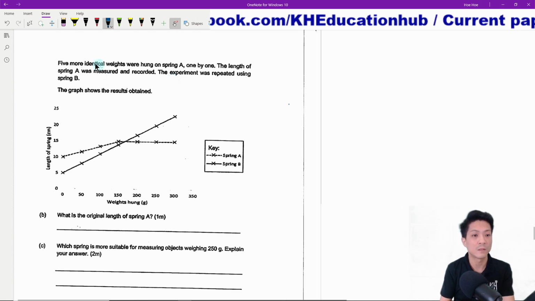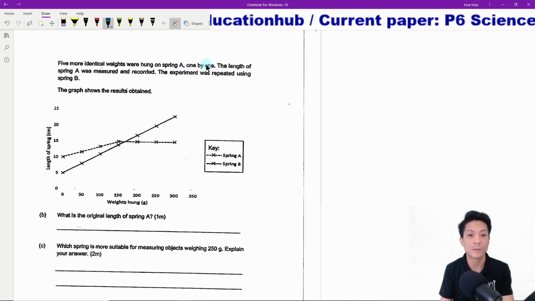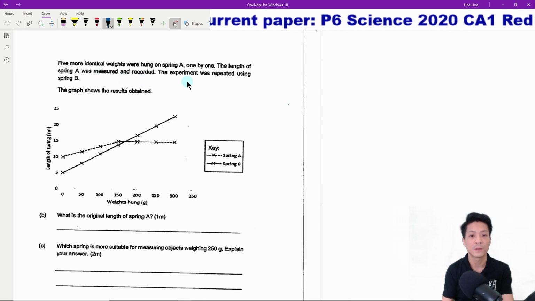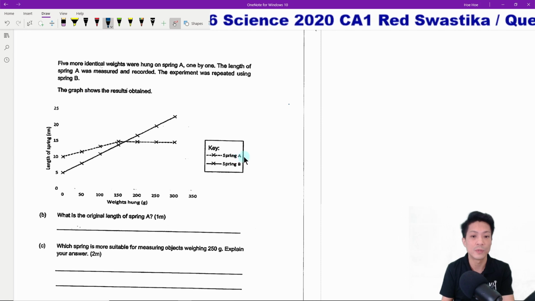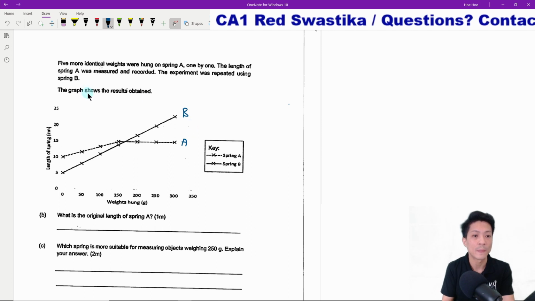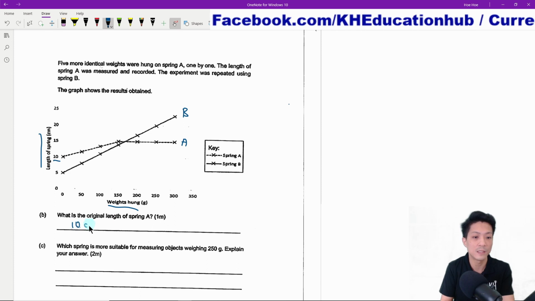Okay, so in the next part of this question, 5 more identical weights were hung on spring A one by one. The length of spring A was measured and recorded. The experiment was repeated using spring B. So this is spring A, and this is B. The graph shows the results obtained, the mass and the length. What is the original length of spring A? So the original length of spring A will be 10 cm.